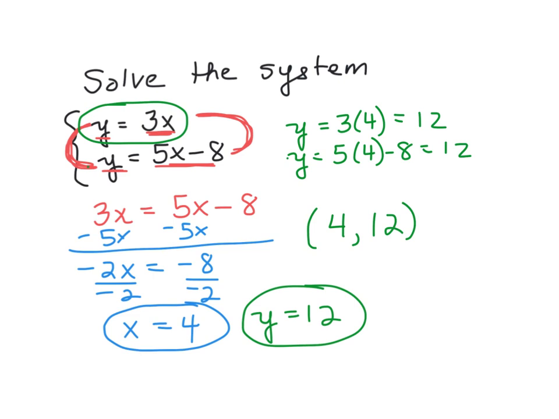Just be careful if you're using the ordered pair. Remember that order matters. X comes first, y comes second. Always with an ordered pair, you'll go alphabetically. A, B, X, Y, S followed by T, whatever the variables happen to be.